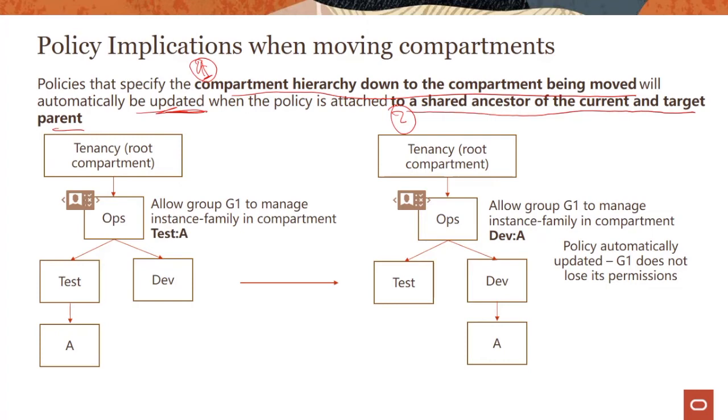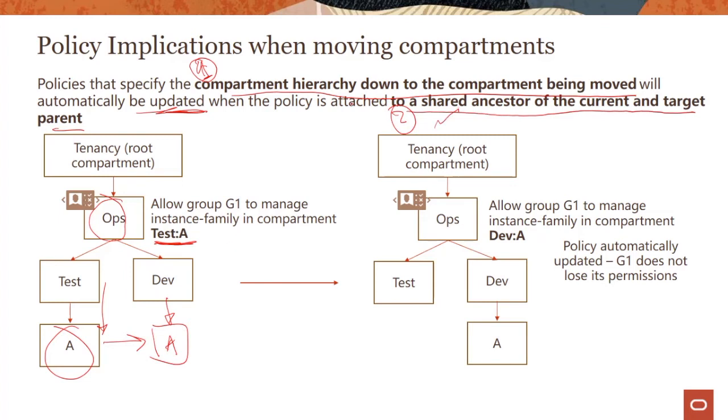So in this case, the compartment which is being moved is compartment A, right? Now, the policy has to specify the compartment hierarchy, which we saw on the earlier slide, down to the compartment being moved. So you have to write a policy like this in the hierarchy, test colon A, right? So this is going all the way to the compartment being moved. Now, where is this policy being defined? It's being defined at a shared ancestor. So in this case, ops is a shared ancestor. This compartment A has to be moved here. So ops is a shared ancestor of both test and dev. So the second condition is met.